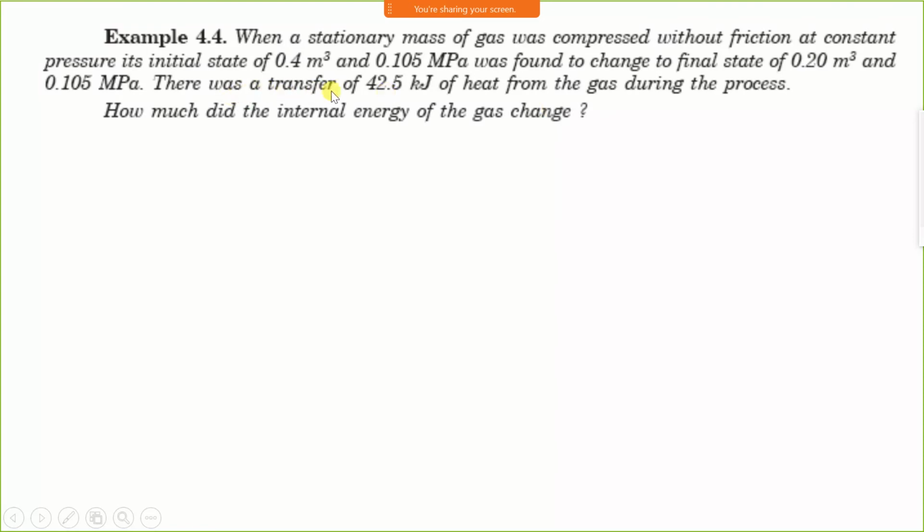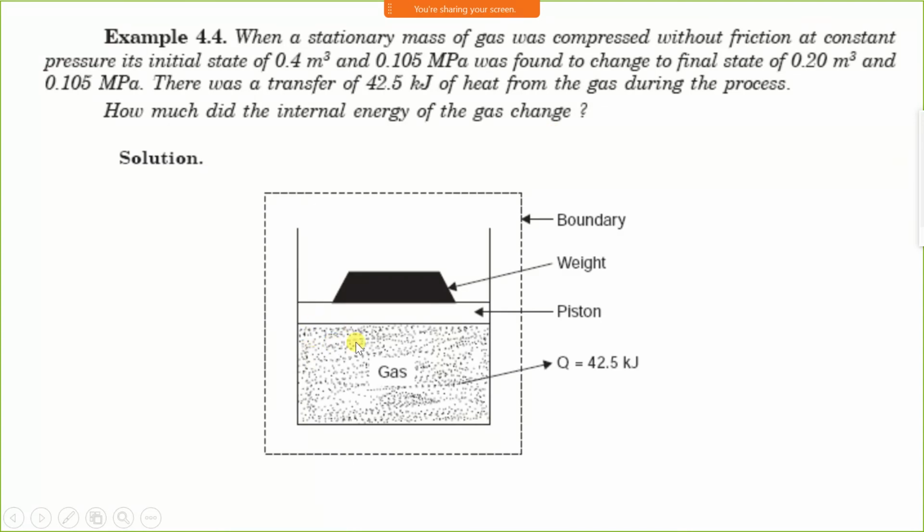There was a transfer of 42.5 kilojoule of heat from the gas during the process. Now from the gas heat is transferred, means heat is rejected, therefore it is negative. How much did the internal energy of the gas change? Consider this is a gas. Initially the gas volume was 0.4 meter cube and after compression gas volume becomes 0.2 meter cube, and the initial and final pressure of the gas is the same, 0.105 megapascal. The heat rejected from the gas is 42.5 kilojoule.